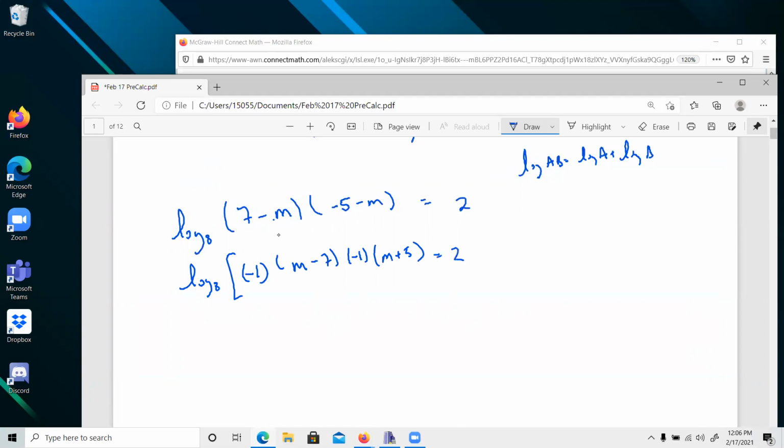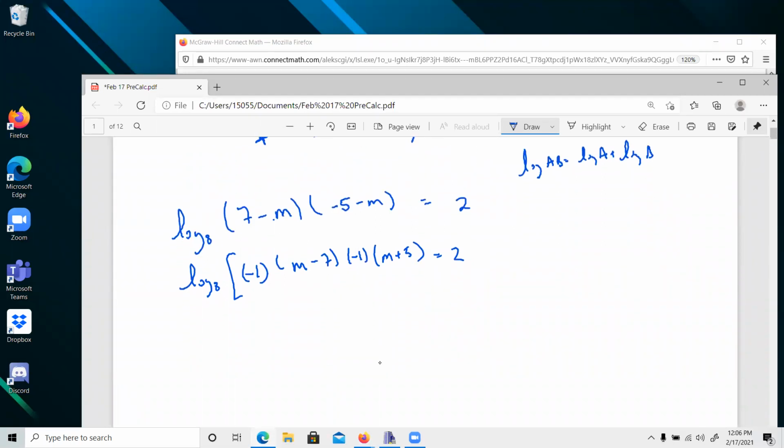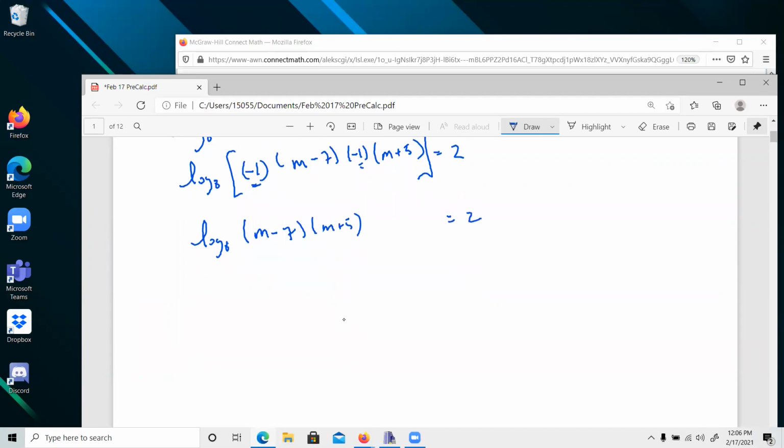Now remember, when we go to check, we have to go back to the beginning. But as we're working it, it's okay to rearrange things as you see fit. So this -1 and this -1 make a positive 1. We have log base 8 of m minus 7 times m plus 5, equal to 2. Let's multiply this out. That's log base 8 of m squared, minus 7 plus 5, so minus 2m, and then minus 35, is equal to 2.